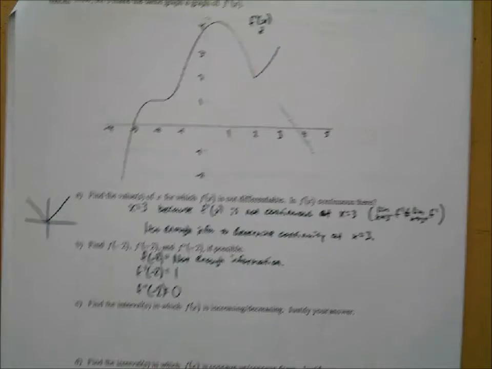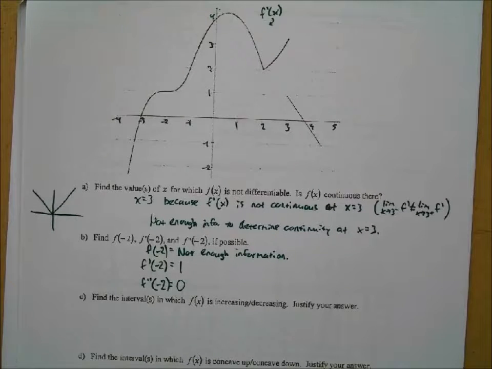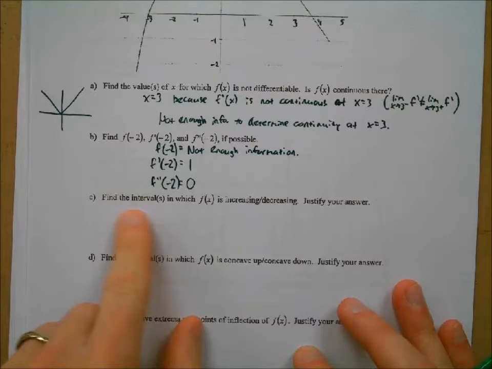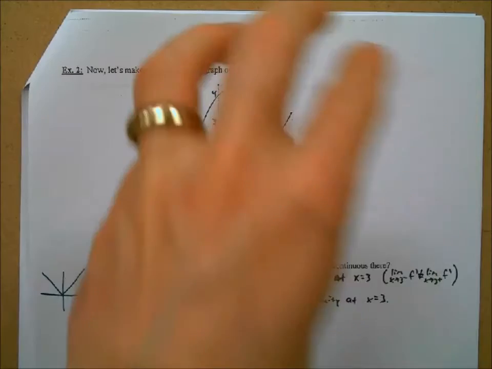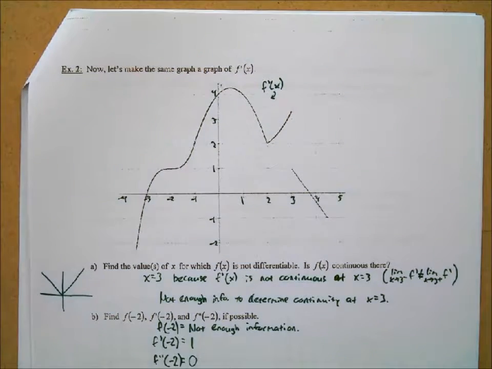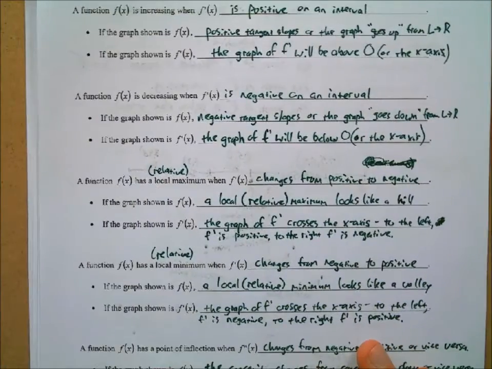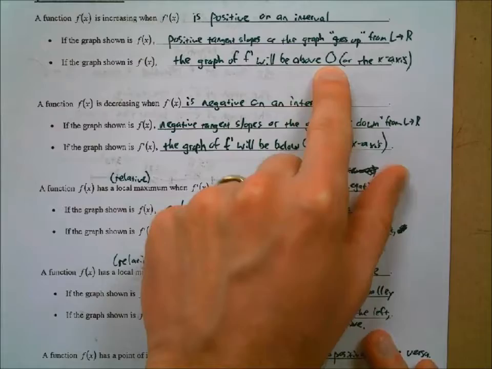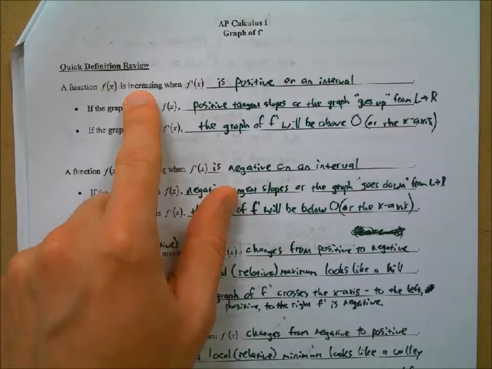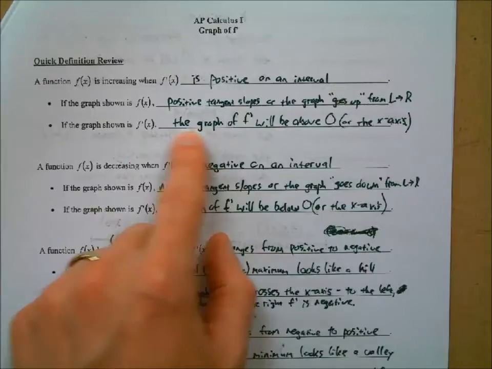Okay. All right. Find the interval or intervals in which f is increasing or decreasing. So again, we have to remember this is the graph of f prime. All right, we can go back to our little table here. Given the graph of f prime, if we want to figure out when f is increasing or decreasing, a function f is increasing if the graph shown is f prime, the graph of f prime will be above 0, or the x-axis.